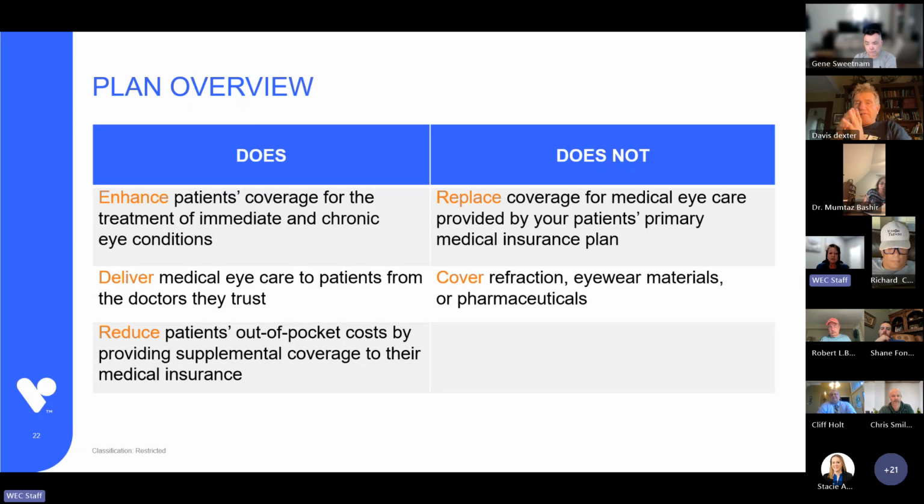It also is going to reduce their out-of-pocket costs because they're not having to go see you and then go to somebody else and pay that copay and that supplement. So it keeps everything in-house and reduces their out-of-pocket costs. So they're likely to come back and get the care that they need, of course. It does not cover refraction. It doesn't cover any pharmaceuticals or any eyewear material. Remember, it's medical only. It is not going to cover anything routine vision care.